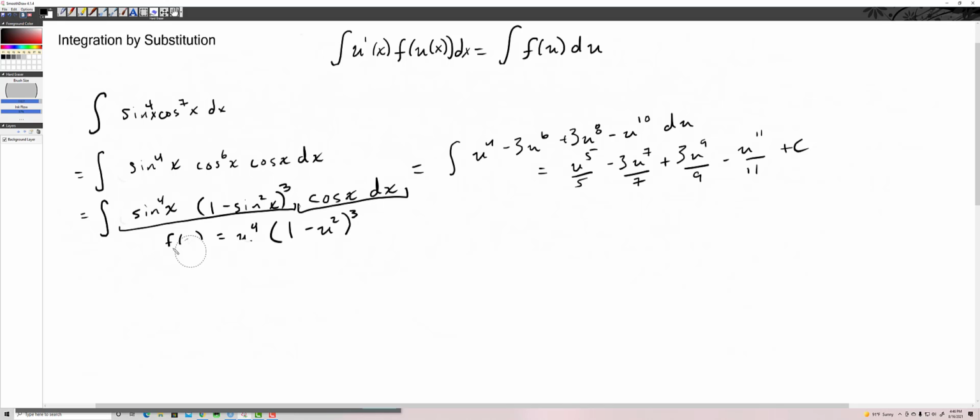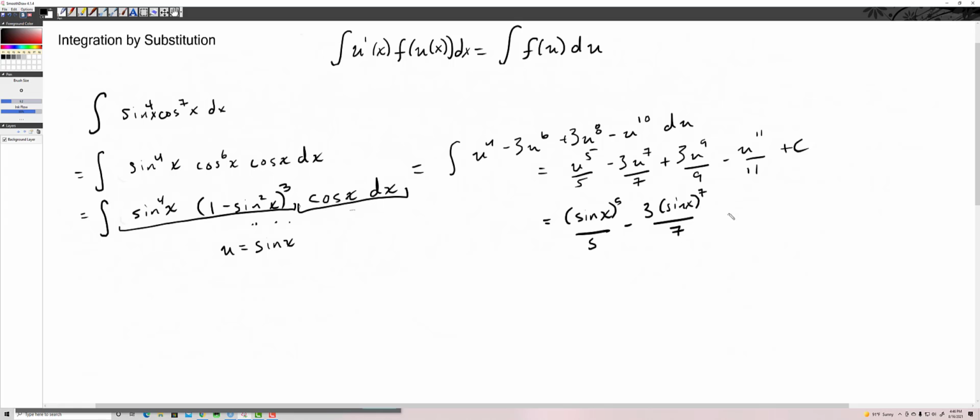Okay, just cleaning this up a little bit. Why did I do that? Well, let's just remember that u was sine of x, okay? So here we go. We're just going to plug in sine of x everywhere we see a u.